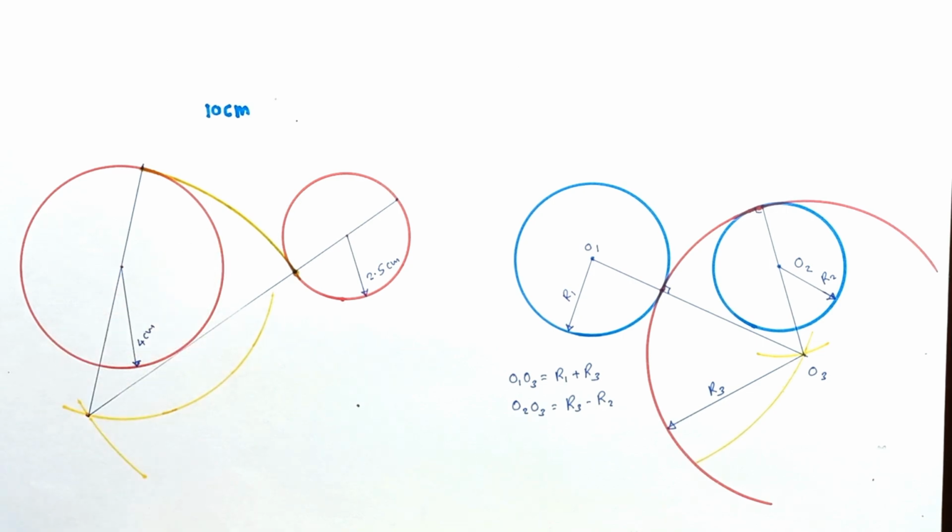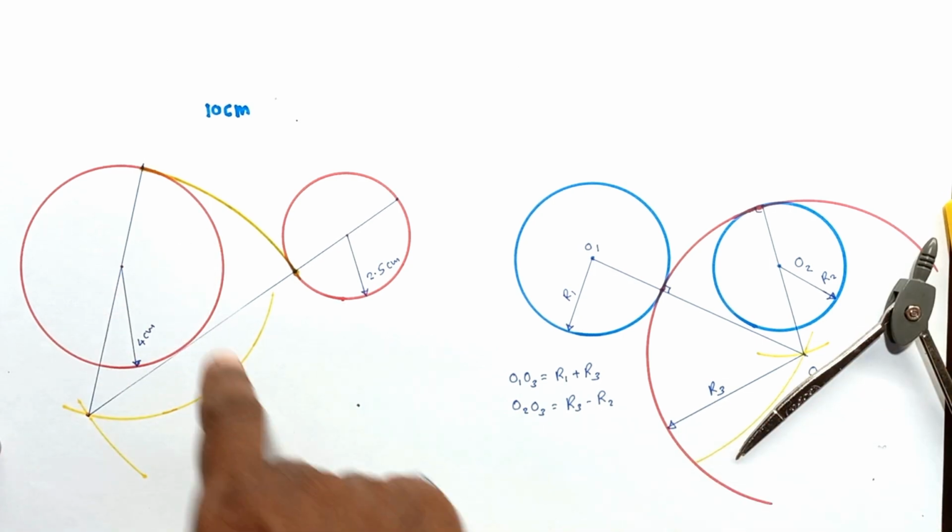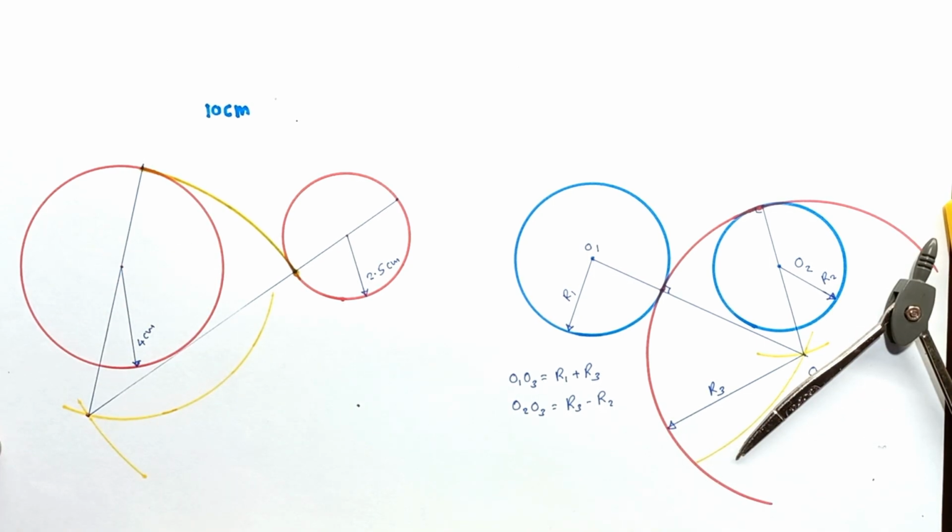Okay, this is the tangent arc. This is how we construct a tangent arc to two given circles in the external and internal tangent situation.